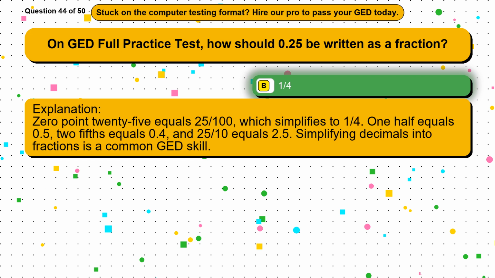0.25 equals 25/100, which simplifies to 1/4. 1/2 equals 0.5, 2/5 equals 0.4, and 25 tenths equals 2.5. Simplifying decimals into fractions is a common GED skill.